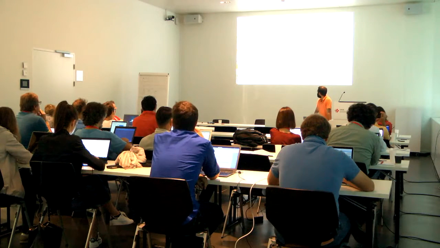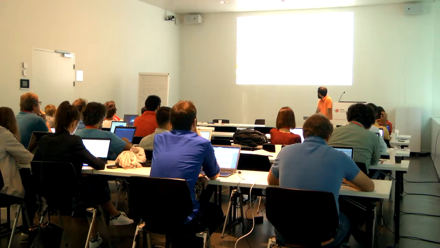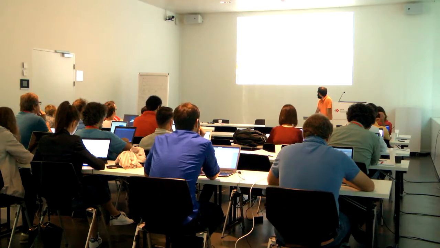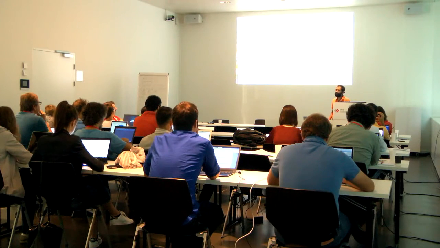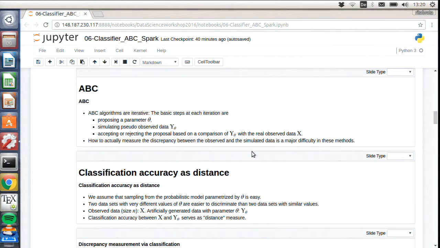So that resemblance we denote here by delta theta, if the delta theta is small. Now, what do we do in the ABC algorithms? ABC algorithms are iterative. So how do we do the optimum algorithm?